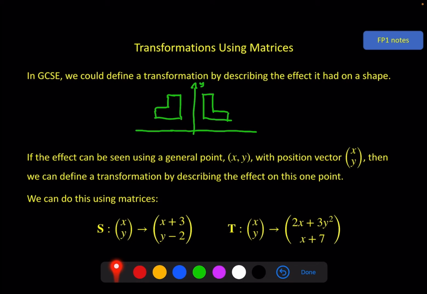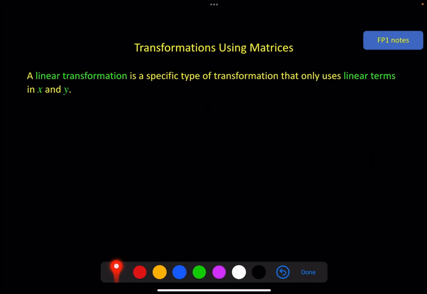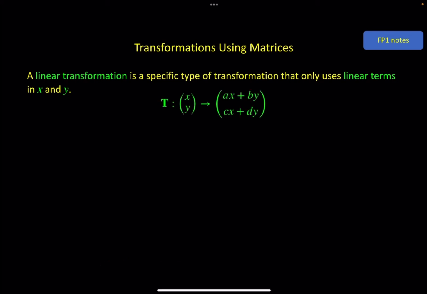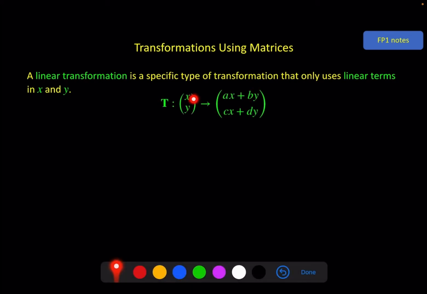And in fact, you wouldn't use either of these in most of this chapter, because what this chapter focuses on is something called linear transformations. And linear transformations are a very specific type of transformation that only use linear terms in x and y. Something like this, where your x changes into some number of x's plus some number of y's, and so does your y.